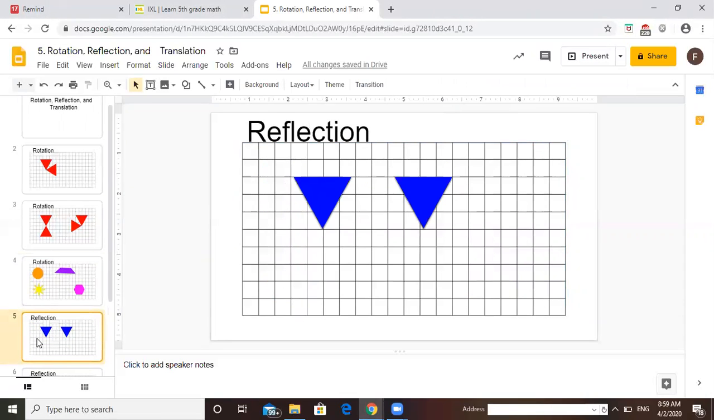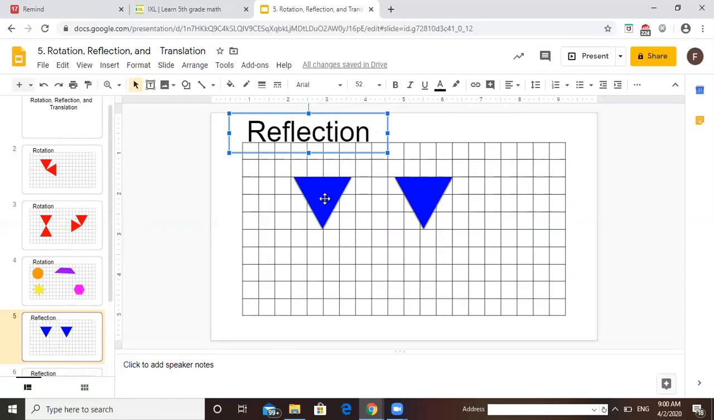Now reflection is reflecting a shape, basically giving it a mirror image without changing its size. So here we have a triangle reflected across a vertical axis. You can say y-axis. Reflected, and you can see that it's a reflection. They look the same, it's like a mirror image.